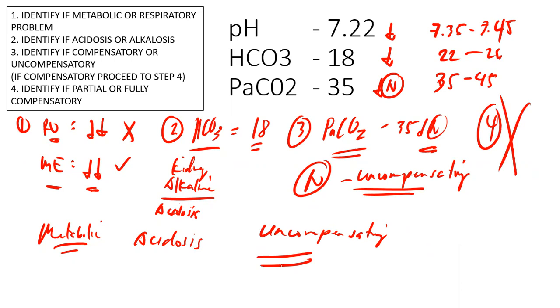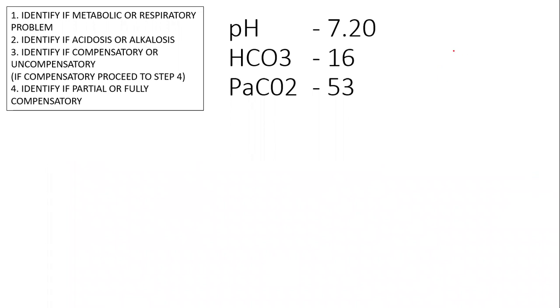So, let's proceed to the next question. So, same pa rin tayo. We have 7.35 to 7.45. Pause nyo lang, no, kung gusto niyo mag-answer. So, 22 to 26, 35 to 45. Now, this is arrow down. Bicarb is arrow down. This is arrow up. All right.